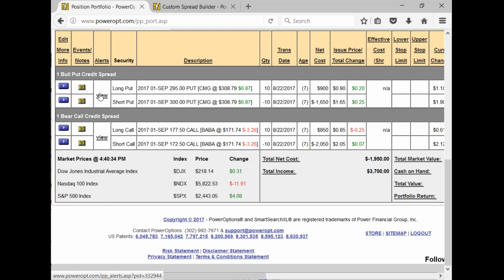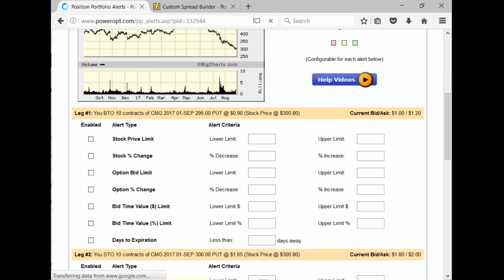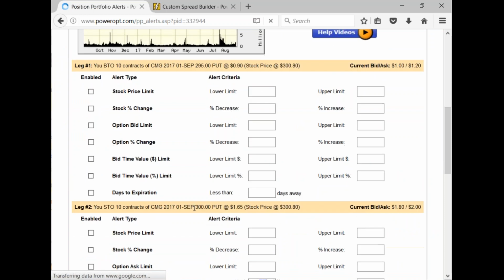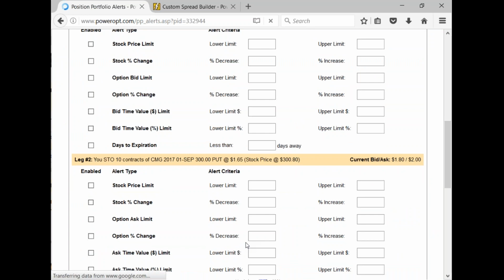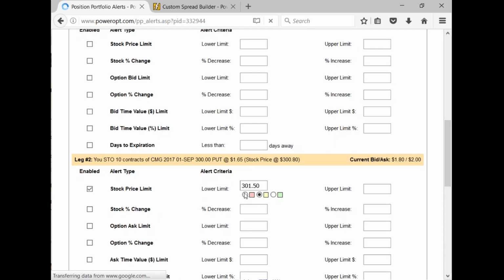Right there. Okay, so let's take our bull put credit spread on CMG, David. Now, there are 2 ways to do this. I'll go into the view. And remember, in this position, I sold the 300 put and bought the 295. One of the alerts I discussed, of course, is the 1% rule, or with weekly options, the 0.5% rule. So I want to be notified if the stock drops to within 1% or 0.5%. So I'm going to put in 301.50. That'd be 0.5%, and that's a red warning. That's the stock price limit.